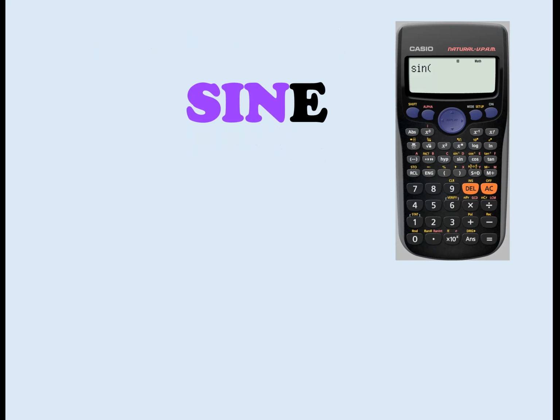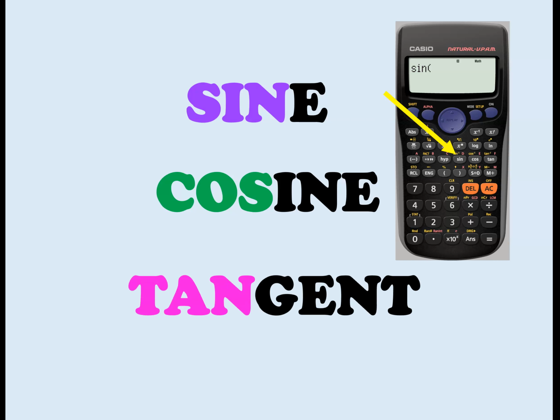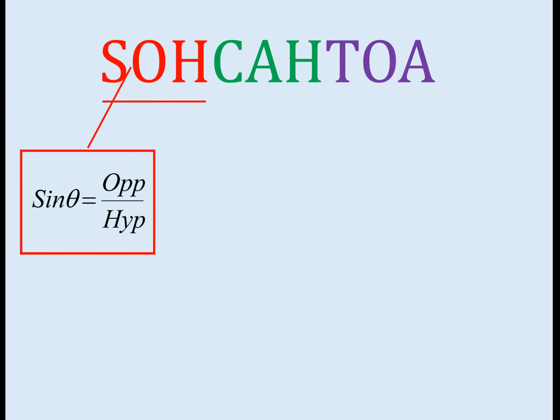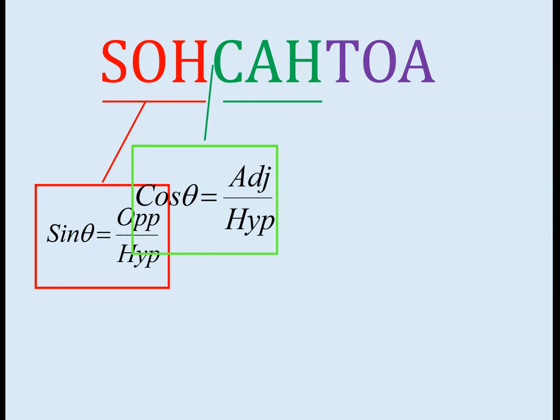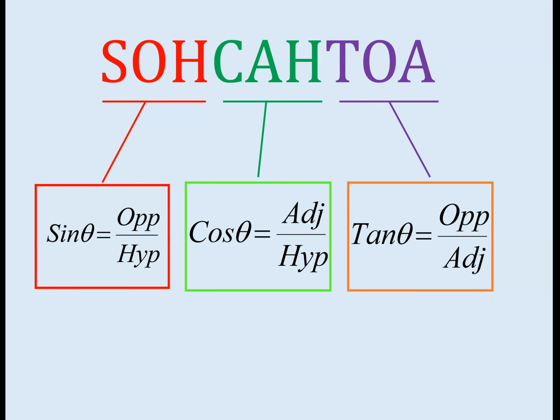I hope you remember your three trig functions. We've got sine, not sin, but it's sine. There it is, same sort of spot on your graphics calculator. And then cos is for cosine and tan is for tangent. SOHCAHTOA might help some people remember the three rules. So sine is opposite over hypotenuse, cos is adjacent over hypotenuse, and tan is opposite over adjacent.